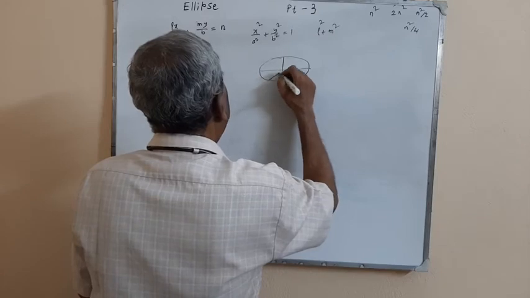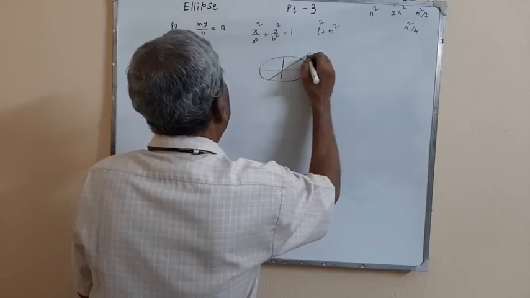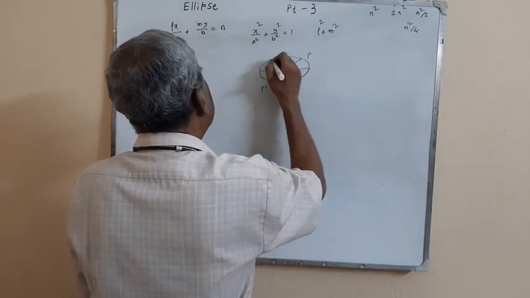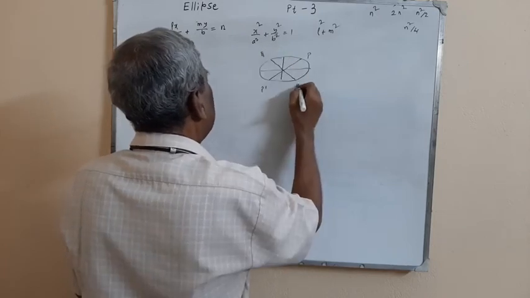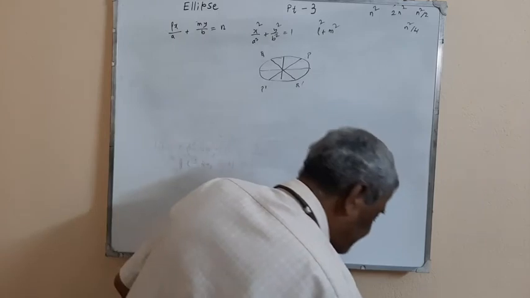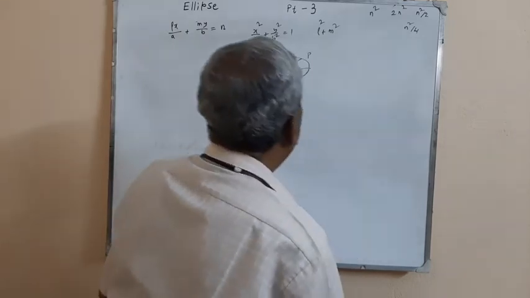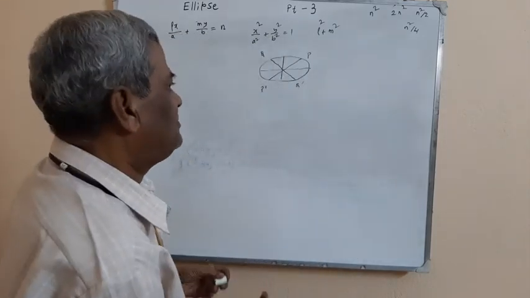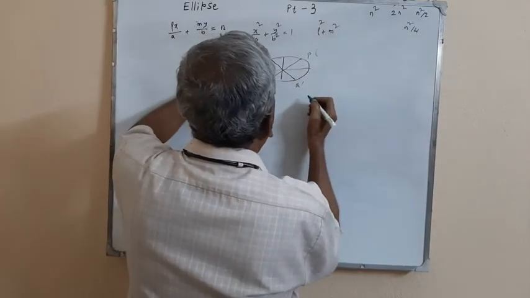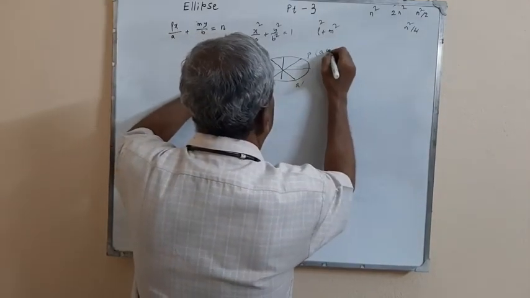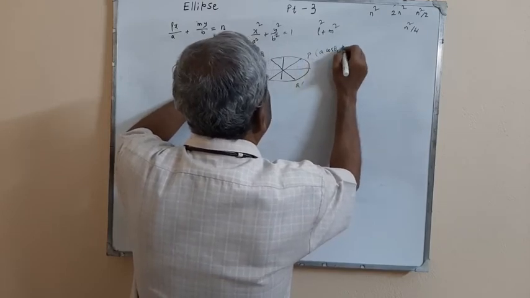This is PP dashed, QQ dashed. These are a pair of conjugate diameters. Suppose the coordinate of P is (A cos theta, B sin theta).